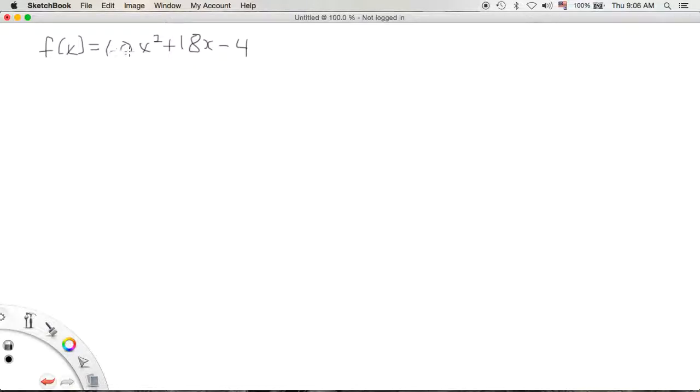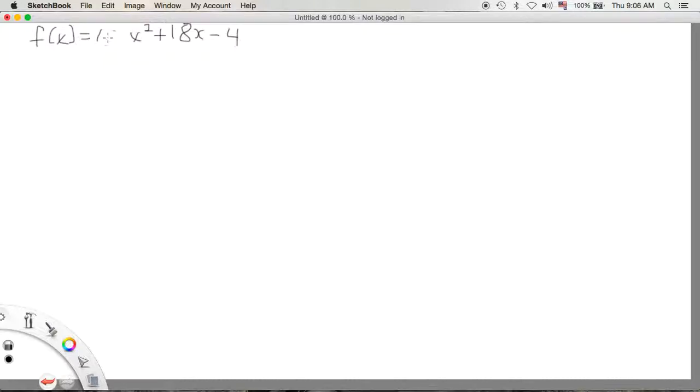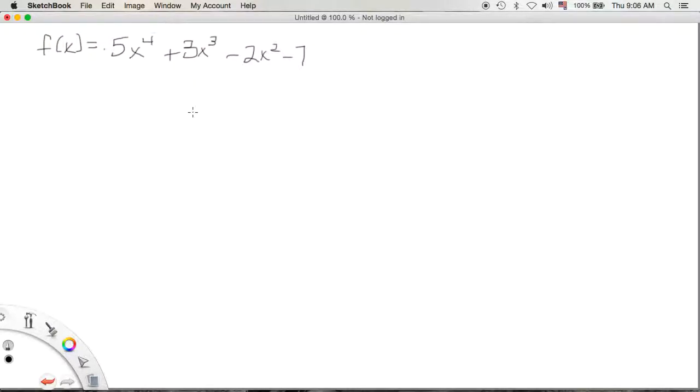Oh, sorry. Let's try a different one. That's the second derivative. I'm getting ahead of myself in my notes. Sorry. So, 5x to the fourth plus 3x cubed minus 2x squared minus 7. All right, so it's a polynomial. It's continuous everywhere. It's differentiable everywhere, so we don't have any problems. It's a smooth curve. So we want to know about this without actually graphing it.